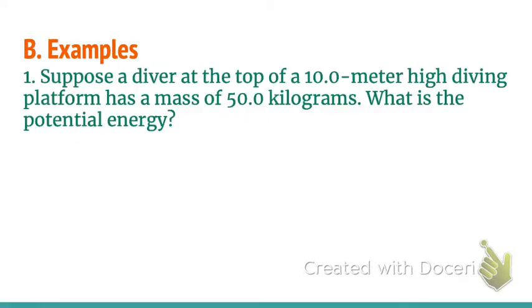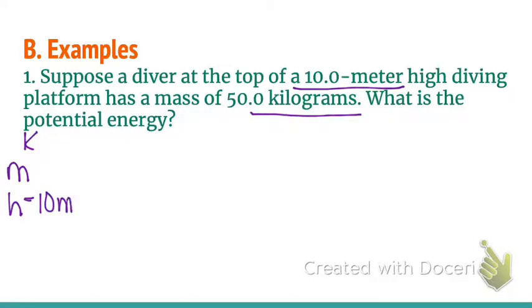So we're going to dive into our first example. We have a diver that's climbing a platform, and this individual has a mass of 50 kilograms. What is the potential energy? I know it didn't say specifically, but as soon as it mentions height, we know that we're talking about GPE. So what we know in this problem to start is the mass and height. 10 meters tells me height. The kilograms tells me mass. And it wants to know what is the GPE.